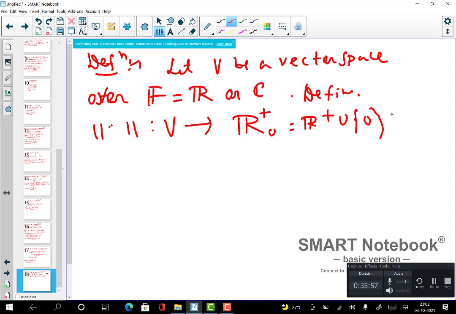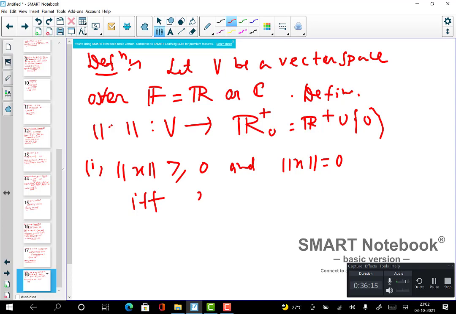Okay, now what is the map? So this map satisfies these properties. You choose any vector, then this is always non-negative, and it is 0 if and only if the vector is 0. This is the first property. So I am defining this norm by this.